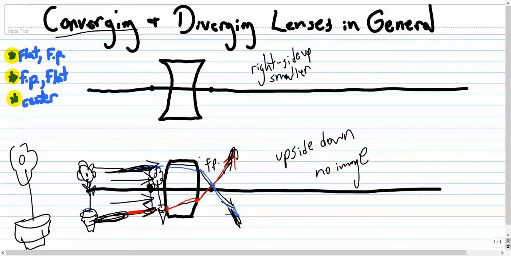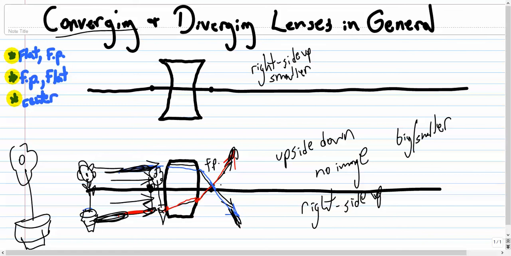So this type of lens can make an object look upside down. It can make no image. It could be right side up. And it could be bigger or smaller. I guess I should write bigger or smaller.